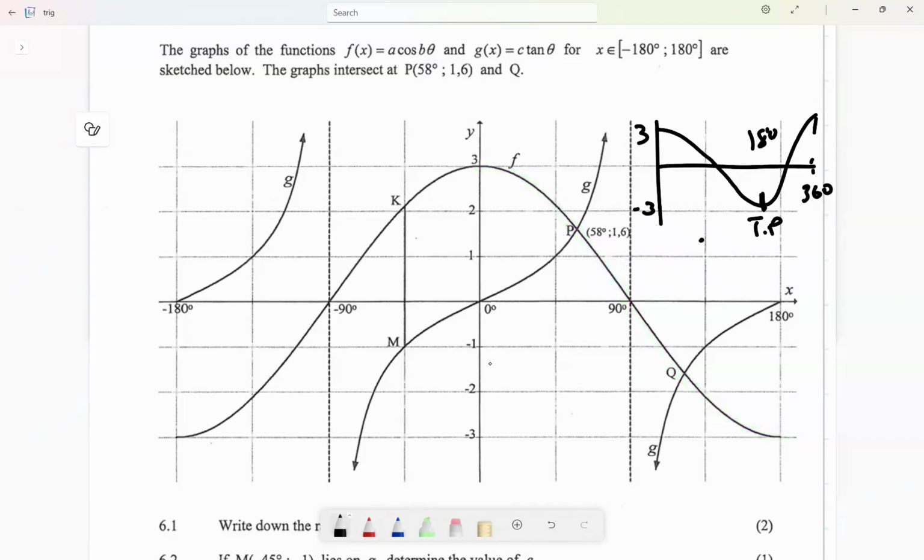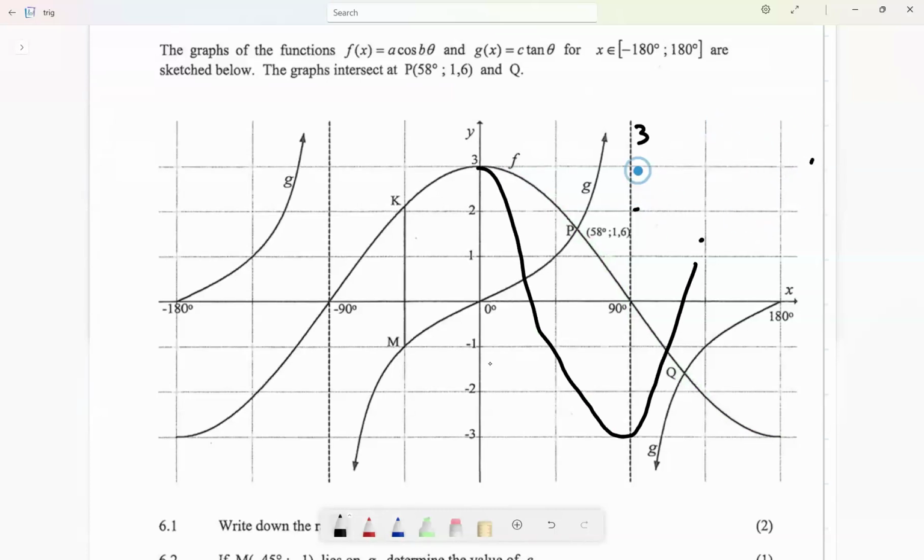But let's say we had something like this. Turning at 90, and then ending at that part. So can you see now, in this case, this is the full shape of the cos graph. So it tells you that it completes the graph at 180.